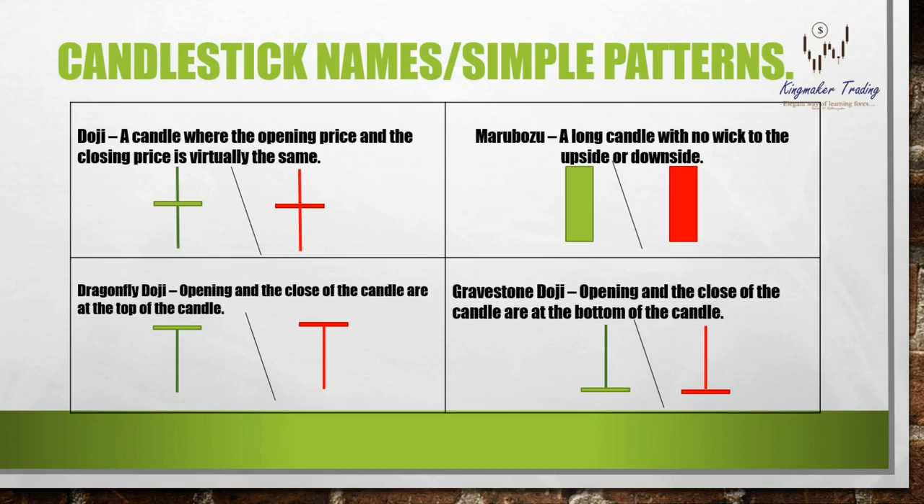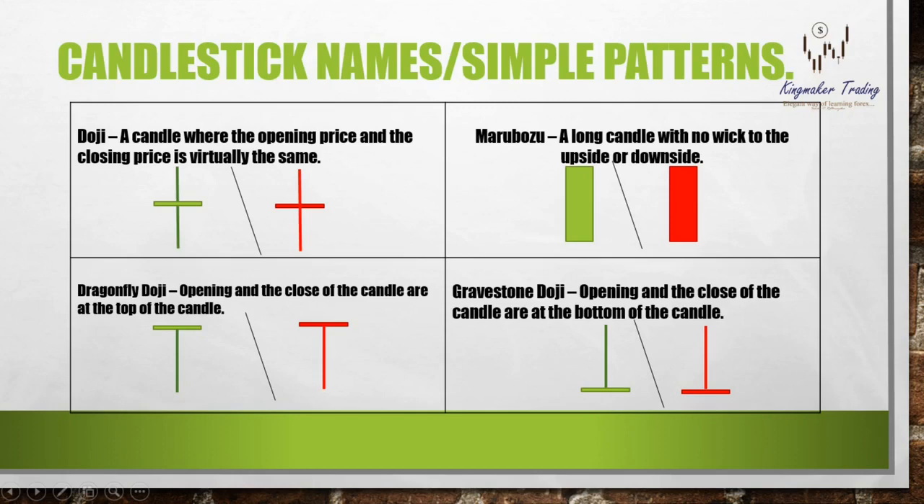Okay, now let's move on to the third one, the dragonfly doji. The opening price and the close price of the candle are at the top of the candle. You can see in these pictures that the opening price and the closing price are at the top of the candle. So if this type of candle is formed, then it's an indication that at that specific level buying pressure is present. So it's probable that after the forming of this type of candle, the market can go upside.